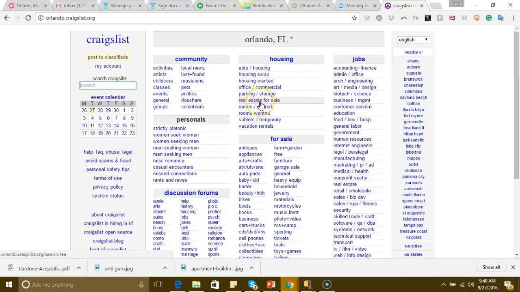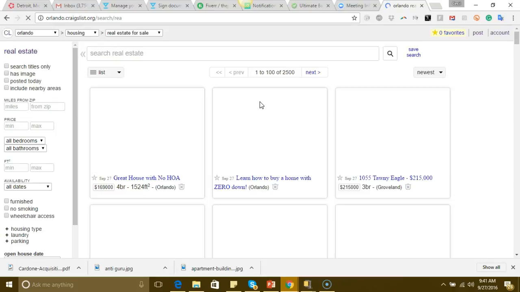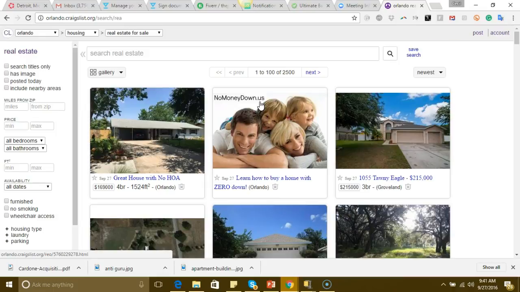So what we're going to do is jump right into real estate for sale here. Over the course of the next few videos, I'll show you a couple of different methods that I use to find these small apartment buildings. Honestly, I'm one of the few guys that will tell you everything you need to know. If you wanted to do this on your own without any assistance, this is what these videos are for. It's free information for you.